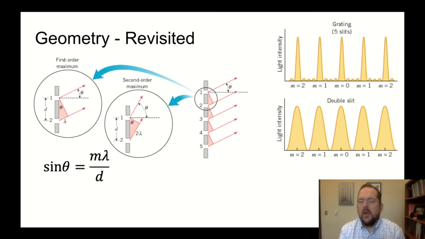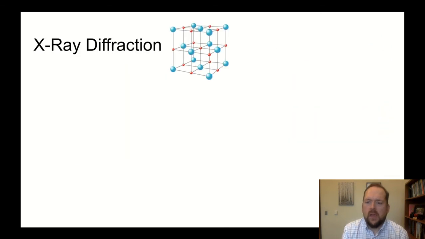So you can always tell a diffraction grating interference pattern is different than a double slit simply because of the narrowness of the lines that you see in the bright spots, as well as the fainter bright spots that occur in between. Where does all this diffraction stuff actually happen?